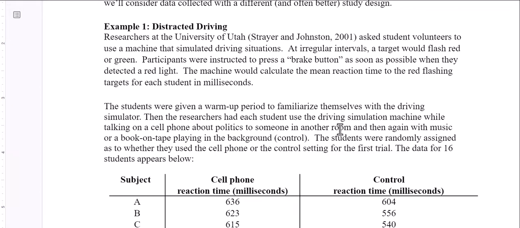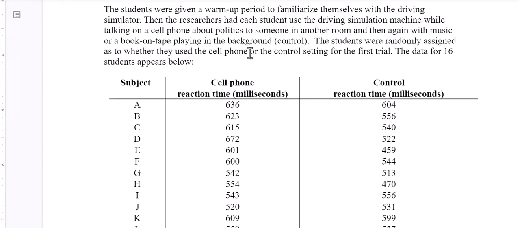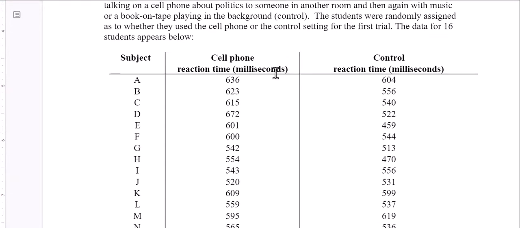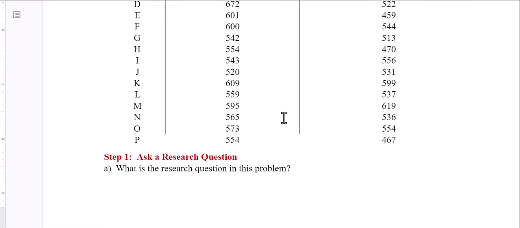They'll talk on the cell phone first while using the driving simulation, and then do the control group, just listening to music while doing the driving simulation. So that's the idea, that it's the same person doing both the control and the treatment group. So the students were randomly assigned as to whether they used the cell phone or the control setting for the first trial. And then we had 16 students do the simulation.